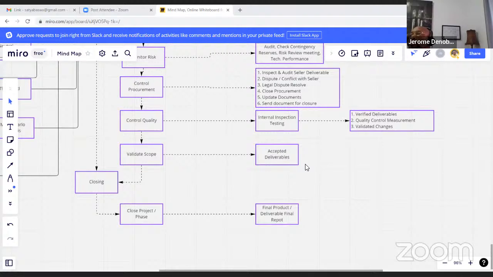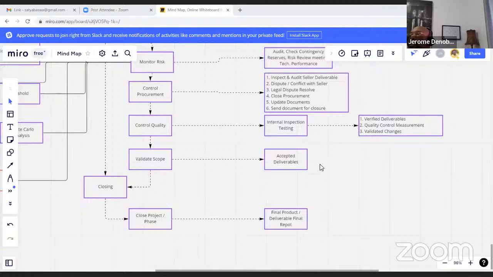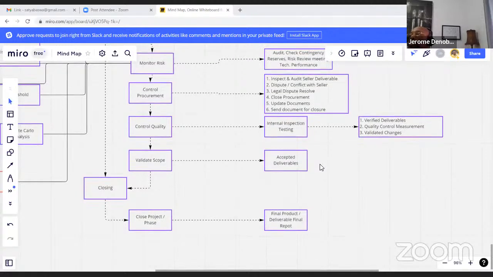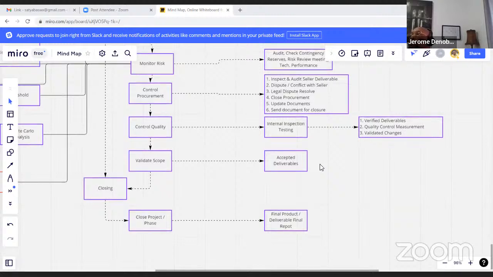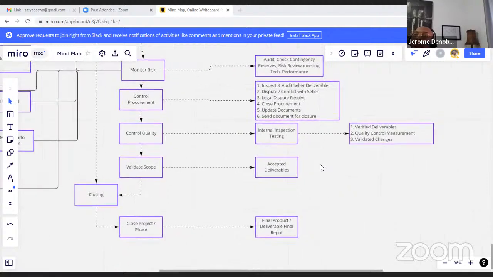After control procurement: inspect, dispute, legal, close procurement, update documents, send documents for closure. Then quality control: the internal inspection, test and verify deliverables, quality control measurements, validated changes, and then validate scope, accepted deliverables. Closing phase of the project: final product delivered, final report.